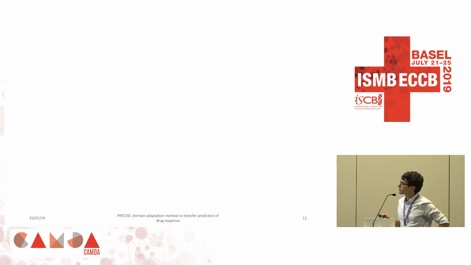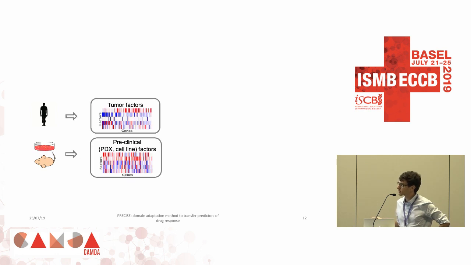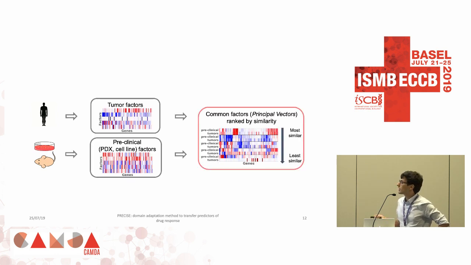Before going on, I'm just summing up what we did so far. We took human tumors and preclinical models independently. We computed factors with principal component analysis. And then we aligned these principal components using this principal vector trick based on similarity. Here the first pair of principal vectors are really similar, and you can see that they have roughly the same loadings. And when we go down the order, we really lose in similarity. The bottom ones don't share anything at all.